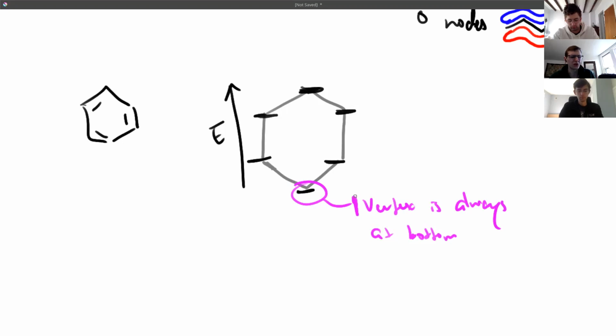I know that, I think 2 weeks ago I had drawn this incorrectly. I was doing the structure for, I think this with a plus sign, and I accidentally drew two vertices, but that was wrong. It's corrected. The vertex is always at the bottom. Do you guys remember why?